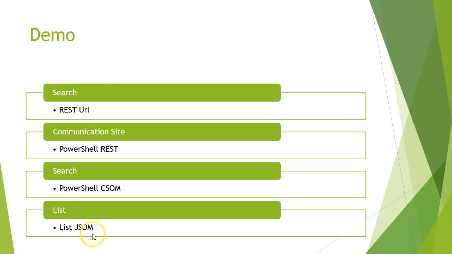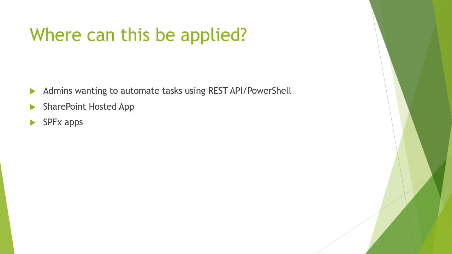There are so many permutations and combinations. It's purely up to you. You have various objects like site, list, library, files, folders, attachments, or user, group, roles. Based on your needs, you can use them. Most of the time it is tremendously useful for administrators who want to automate tasks. They don't need to contact a developer. They themselves can do a lot with the help of PnP PowerShell or just the REST API.